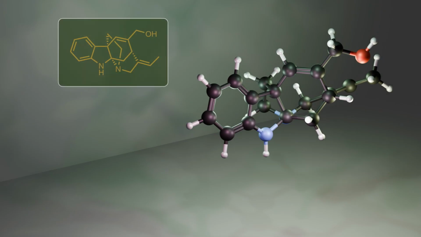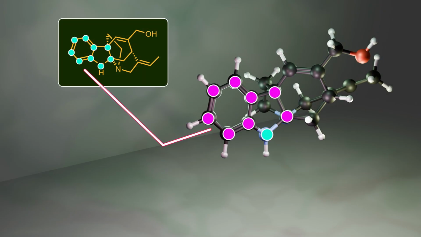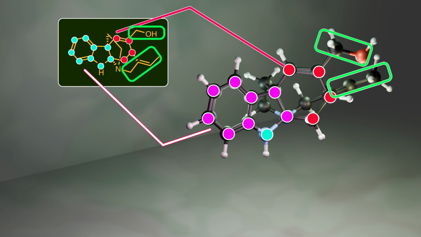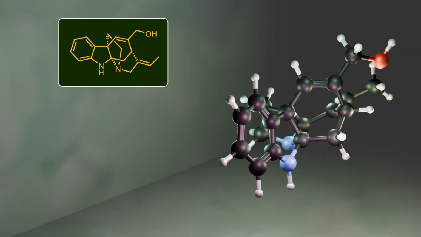Minfiensine consists of a pentacyclic core. This is the indoline moiety, which is joined to a 6-membered ring. As you can see, there are two substitutions attached to this ring. Now let's see the molecule from the back view.